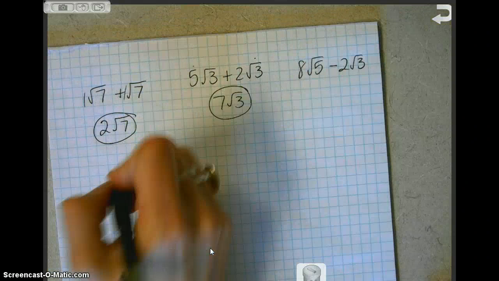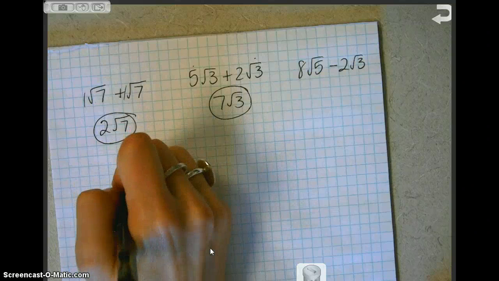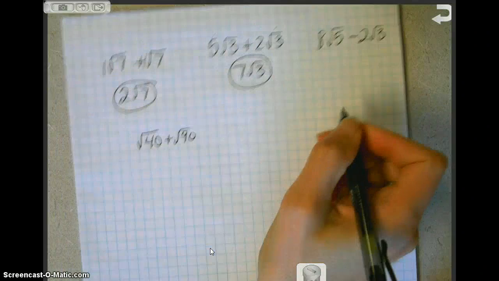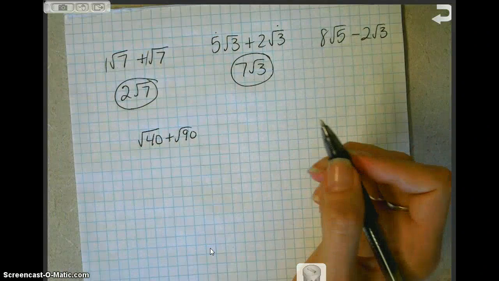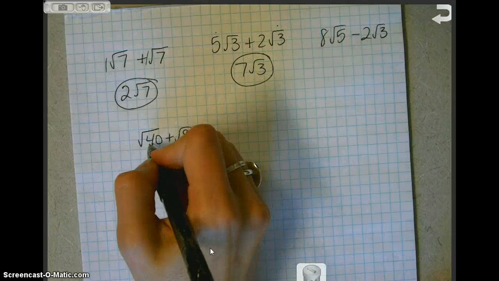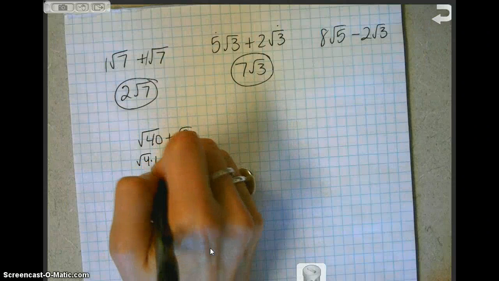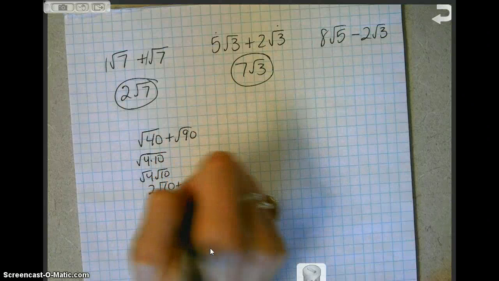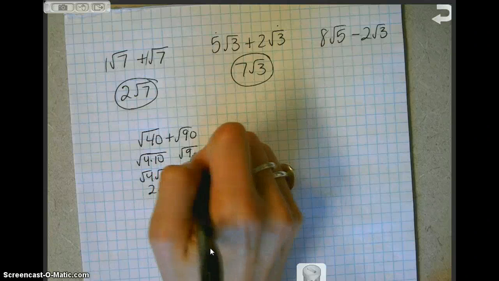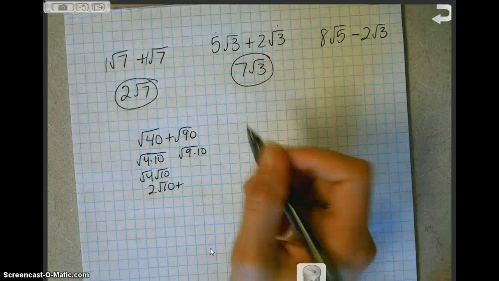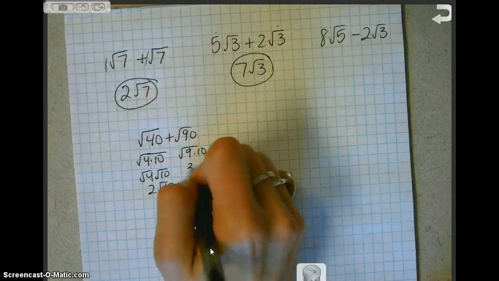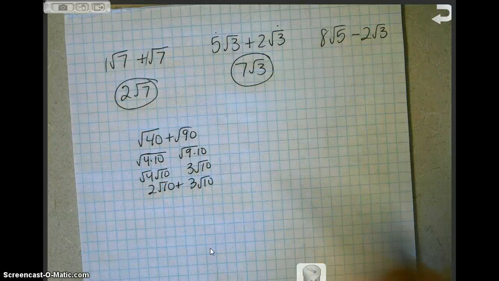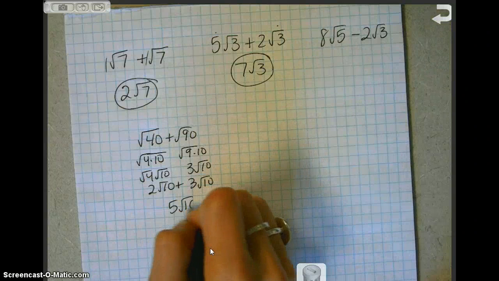There are times, however, where you've got, say, the square root of 40 plus the square root of 90. I can't add them as we see them. However, if you simplify them first, the perfect square that goes into this would be 4 times 10. Square root of 4, square root of 10 is 2 square root of 10, plus the square root of 90 will break into 9 times 10. The biggest perfect square that goes into 90 is 9. And so that would be 3 square root of 10. So notice when we reduce these, they both have the same radical. So your answer to that would be 5 square root of 10.